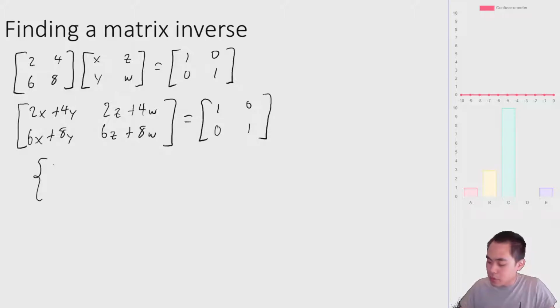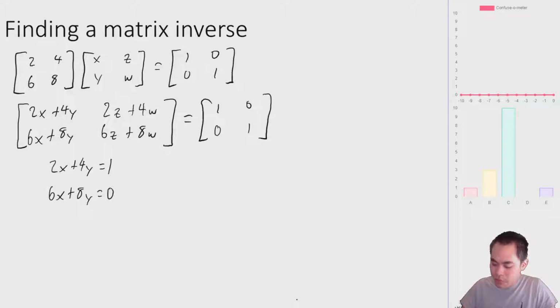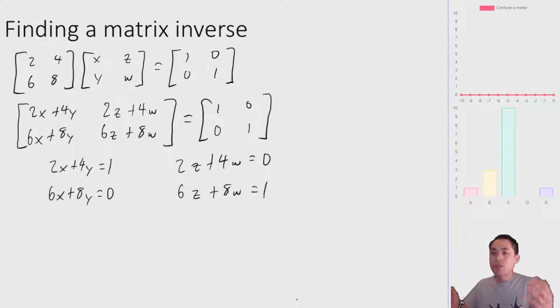We get a couple of equations, which we're going to organize into systems. One of them is 2x plus 4y is equal to 1. And you also get 6x plus 8y is equal to 0. And 2z plus 4w is equal to 0. And 6z plus 8w is equal to 1. Now, you'll notice that the left two equations only have x and y, and the right two equations only have z and w, so you can organize this into two different systems of equations. You have this system with x and y, and you have this system with z and w.